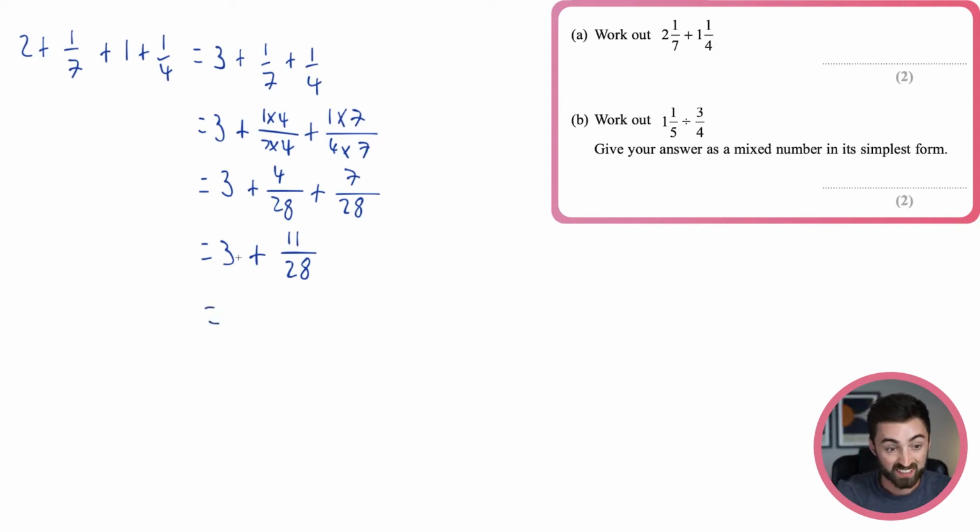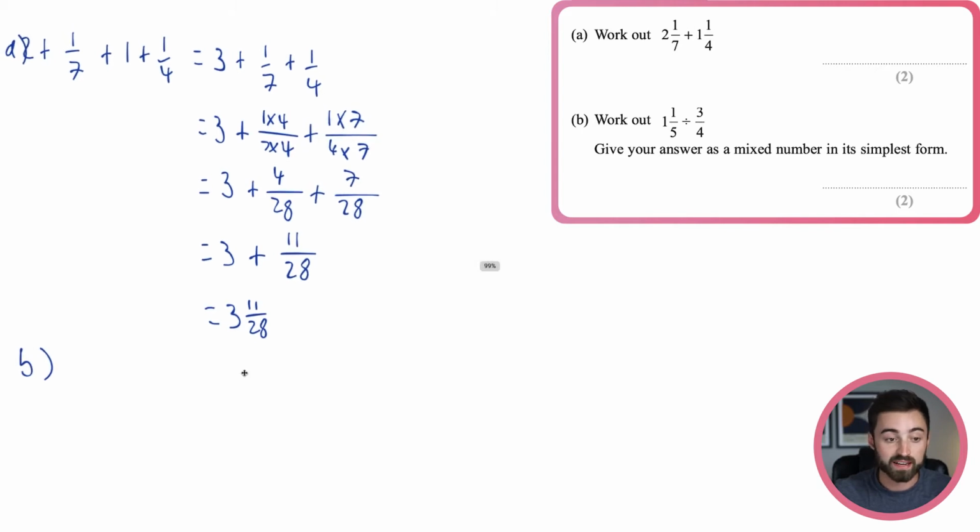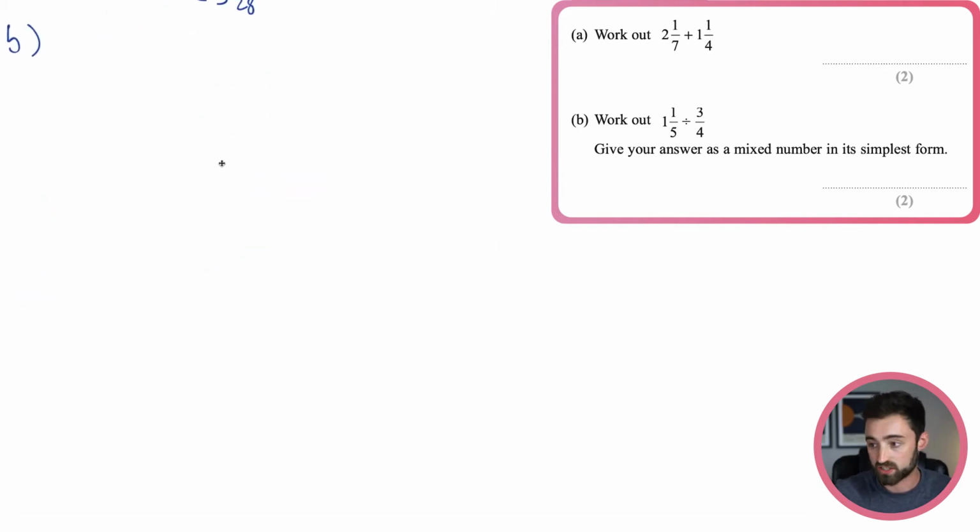So in other words, I'm doing the opposite of what I did here. 3 plus 11 over 28 is just going to be 3 and 11 28ths. And that is going to be your answer there. Easy. Have a look at part B. Part B says work out 1 1/5 divided by 3/4.